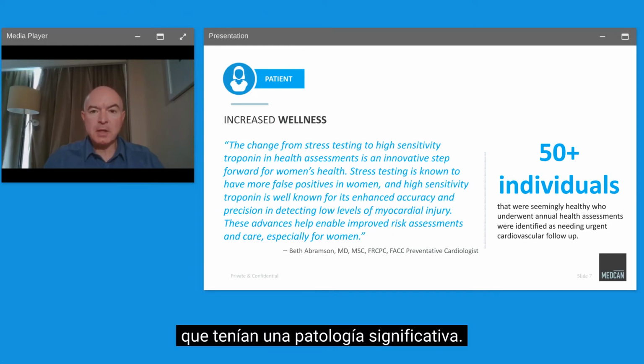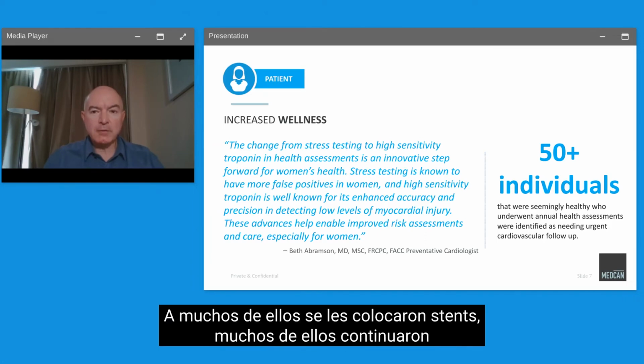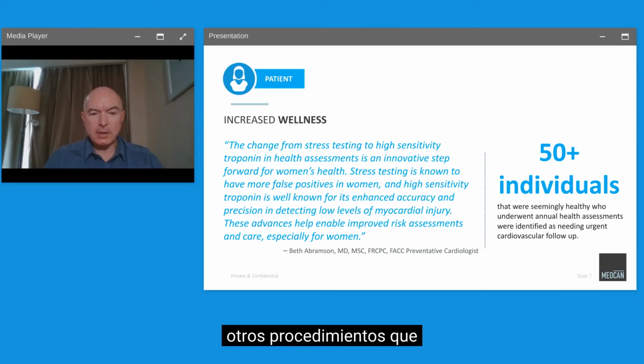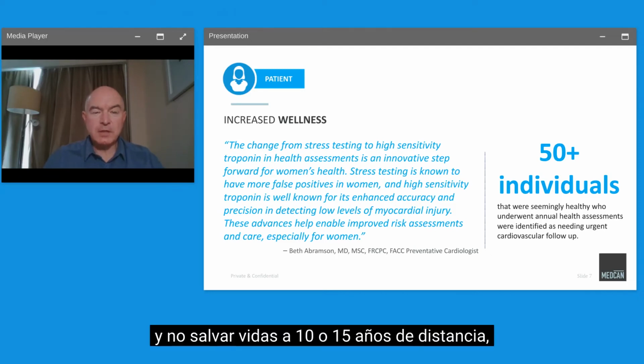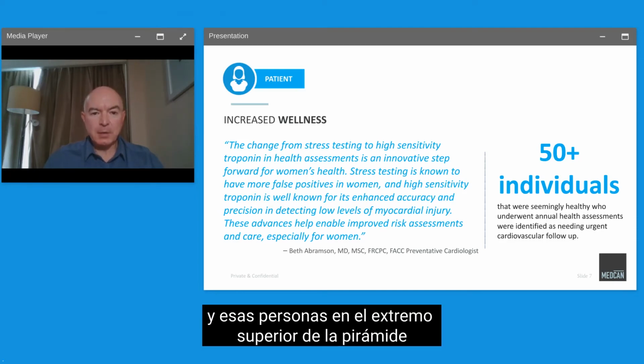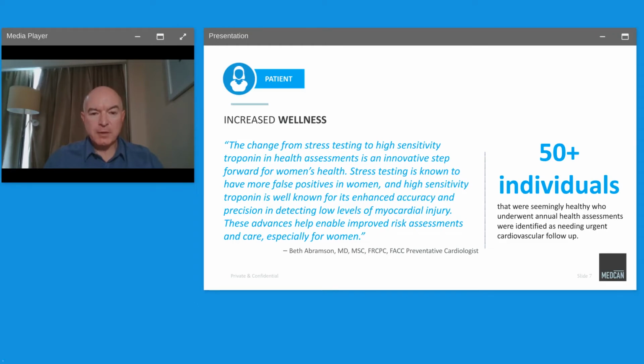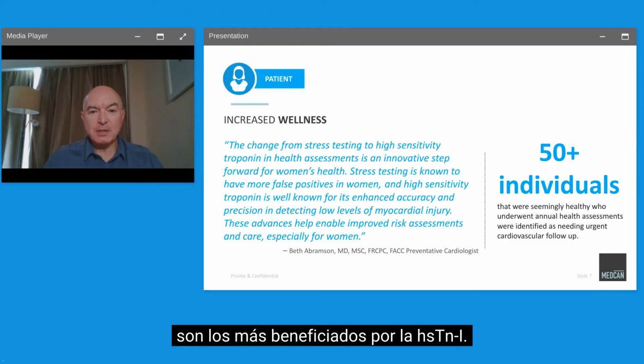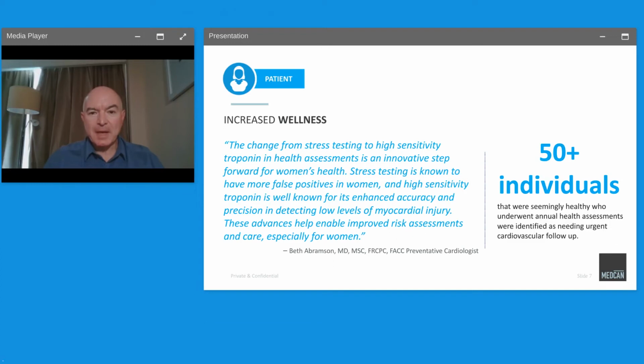Many of them had stents. Many of them went on to have other procedures that were essentially life-saving, and not life-saving 10 or 15 years away, but life-saving in the moment. So that's what we think about as this pyramid on the previous slide, and those people at the upper end of the pyramid are most benefited by the HS troponin. And so that has been interesting.